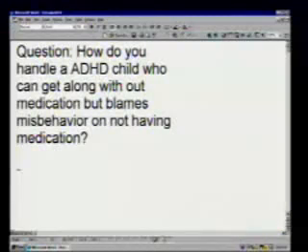Okay, another question? Last email question. How do you handle an ADHD child who can get along without medication but blames misbehavior on not having medication? Pretty smart.